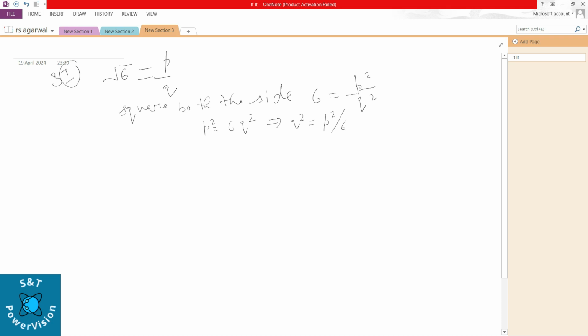Right? It means P is a multiple of 6, since P and Q have no common factor. So P square is equal to 6 times Q square. If we transfer, Q square is equal to P square by 6. So it means P is a multiple of 6. So we can say P is equal to 6K, where K is an integer.